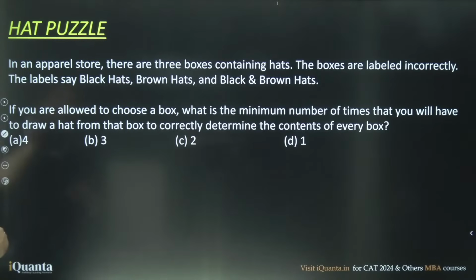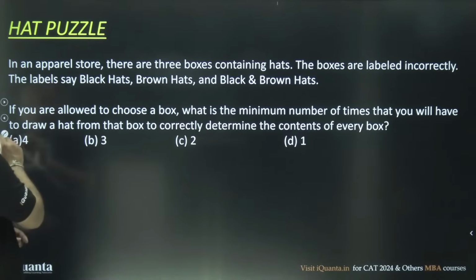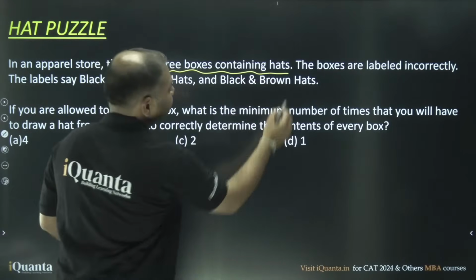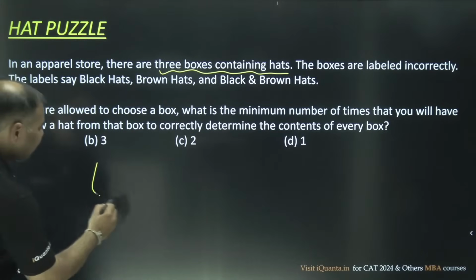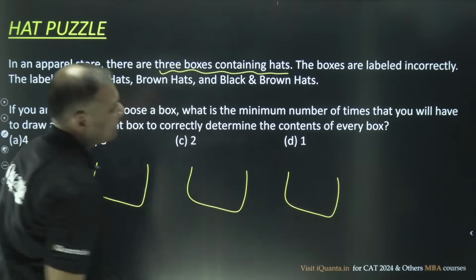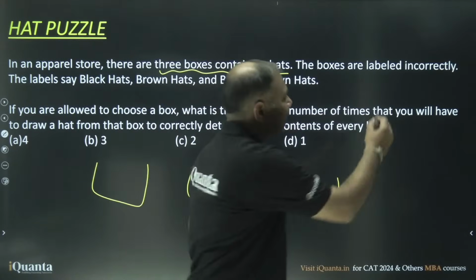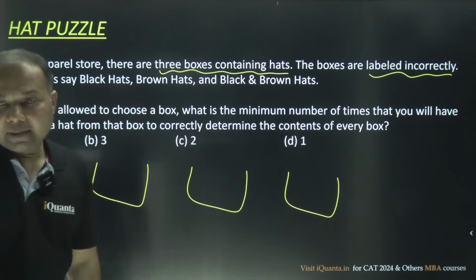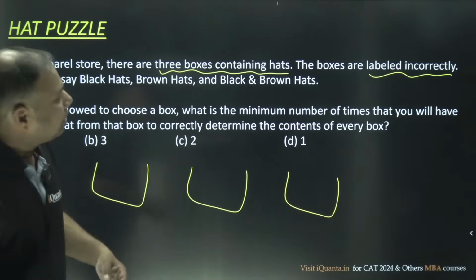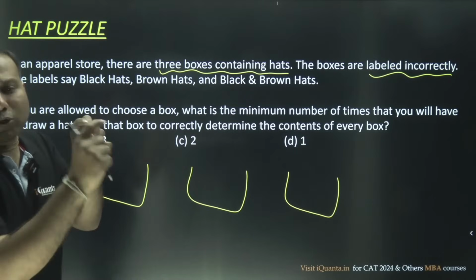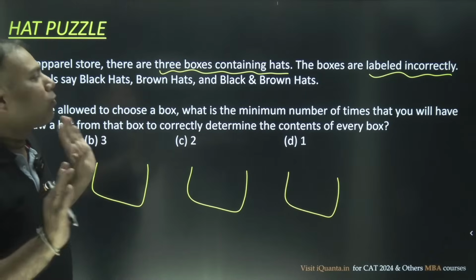It says, in an apparel store, there are 3 boxes containing hats. तो 3 boxes हैं, मैं 3 boxes बना लेता हूँ. Let's say box 1, box 2, box 3. तो इन तीनों में कुछ hats हैं. The boxes are labeled incorrectly. So what does it mean? That means कि जो इन पर लेबल लगे हैं वो गलत लगे हैं. जो लेबल लगा है उस पर जो भी कुछ लिखा है वो उसके अंदर कंटेंट वो वाला नहीं है, right?